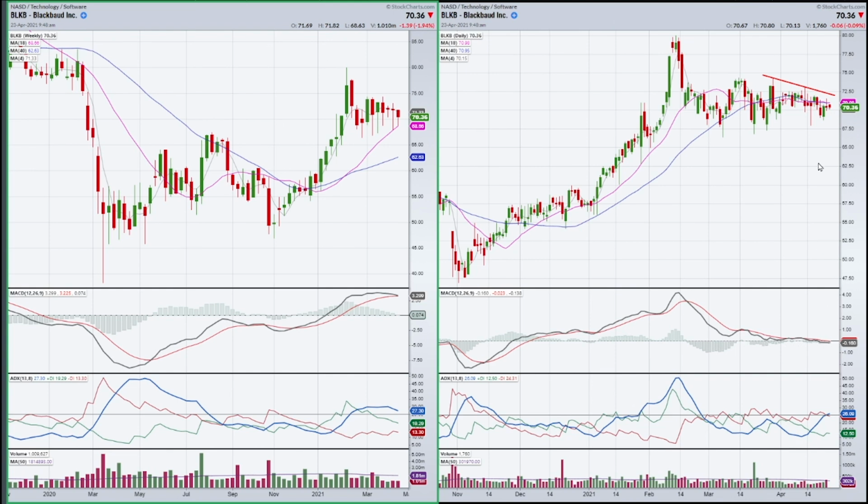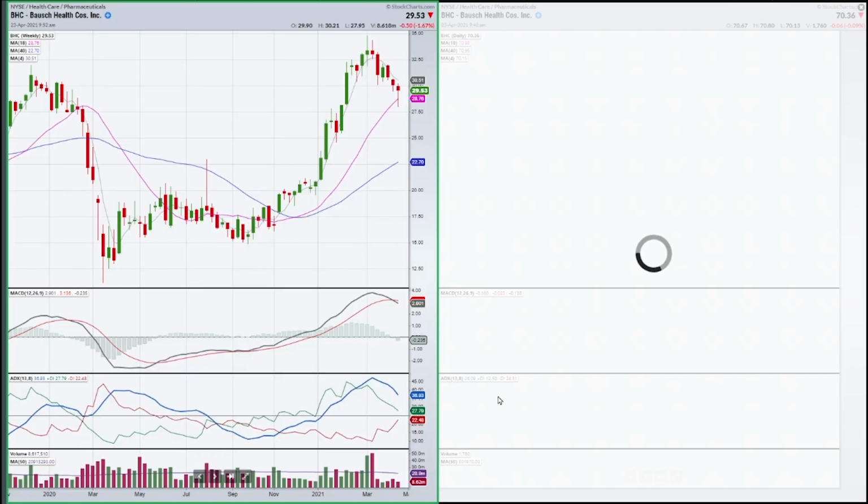If we can turn up right from here, I would look to trigger right as this breaks back above this trend line. Getting back to 72.5 at this point with a good green bar to the upside, I think would be pretty bullish here. Let's go on to the next one, BHC.